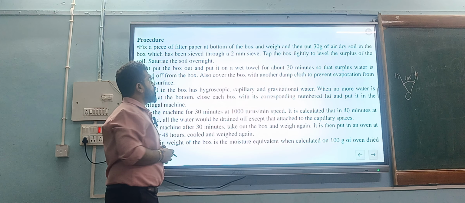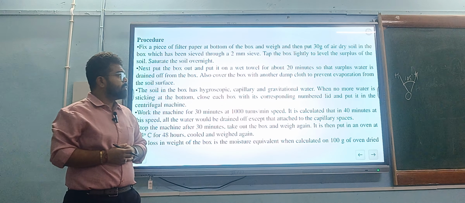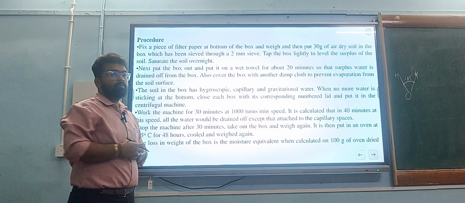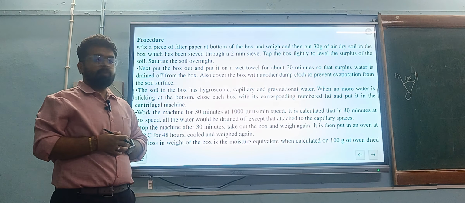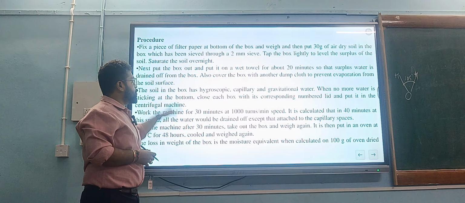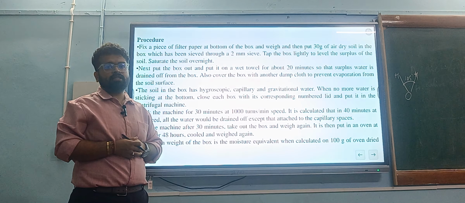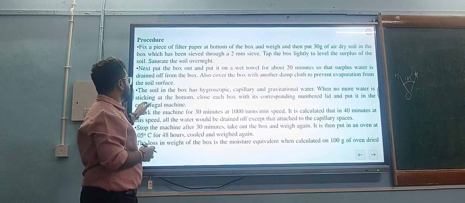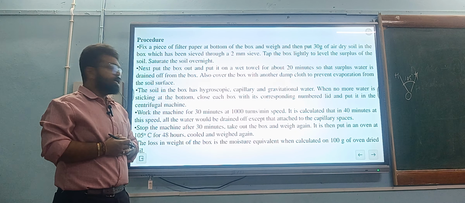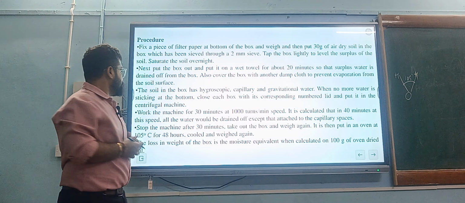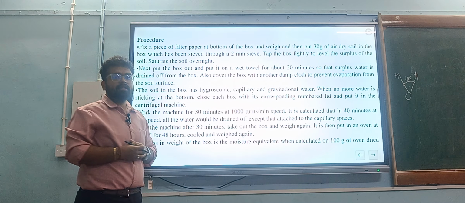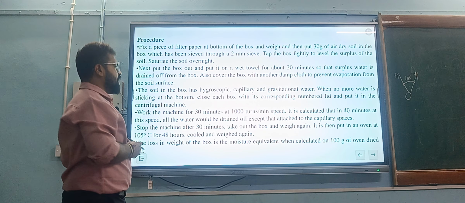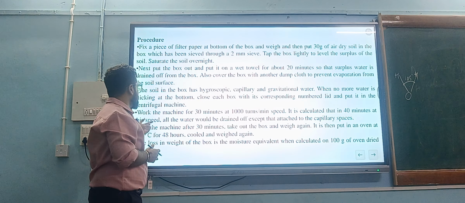Next, put the box on a wet towel for 20 minutes so that surplus water is drained out from the box. Also cover the box with another damp cloth to prevent evaporation. The soil in the box has hygroscopic water, the water which is tightly held, and capillary water and gravitational water. When no more water is sticking at the bottom, close each box with the corresponding numbered lid. Then run the machine for 30 minutes at 1000 turns per minute speed.